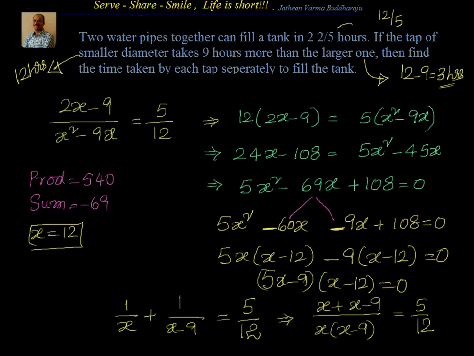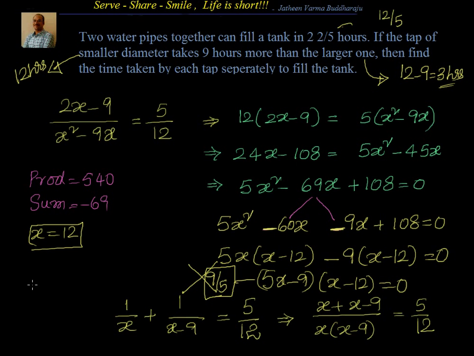The other solution we will discard, that is x equal to 9 by 5, because if this pipe takes 9 by 5, I have to subtract 9 there, which will be negative. So I will not consider the second value. So the time taken by the smaller diameter pipe is 12 hours, and the time taken by the larger one is 12 minus 9, 3 hours.